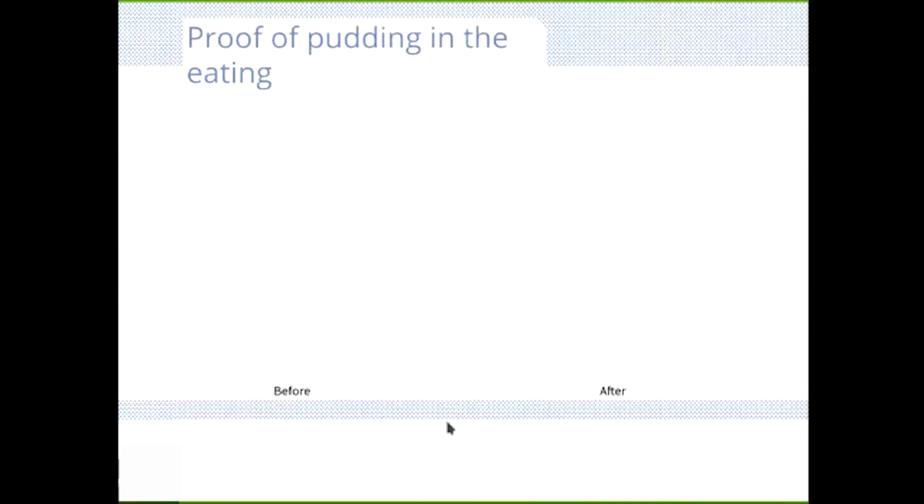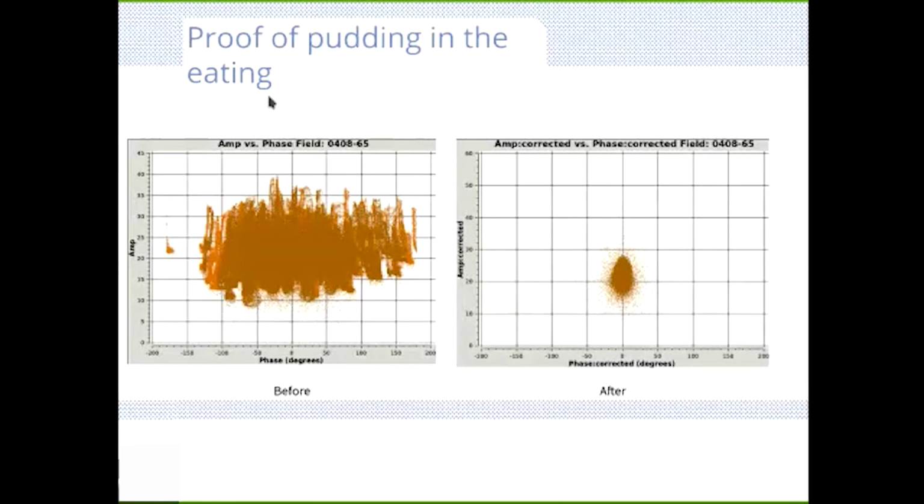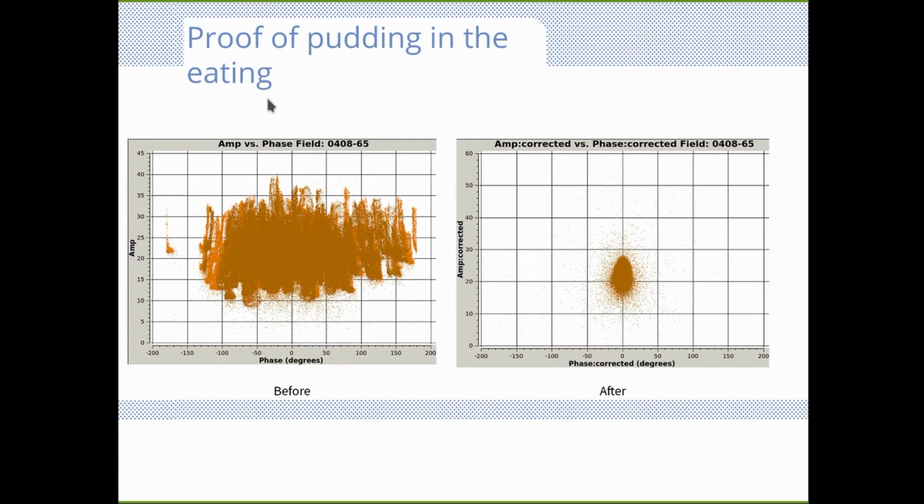So as I said, Ruby has shown you this yesterday already. Don't only look at your gains. They don't give you the full picture. The proof of the pudding really is in the eating. You look at the amplitude and phases, or equivalently the real and imaginary parts.